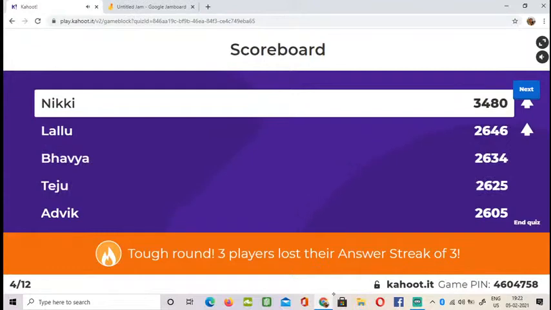It's Nikki in the first and Lallu in the second and Bhavya is in the third and Tejo is in the fourth and Advik is in the fifth. That's very good. And tough rounds, three players lost their answer streak. Okay, no problem. I hope you all will get your answer streak again. That's not at all a problem. So now let's move on to the next question.